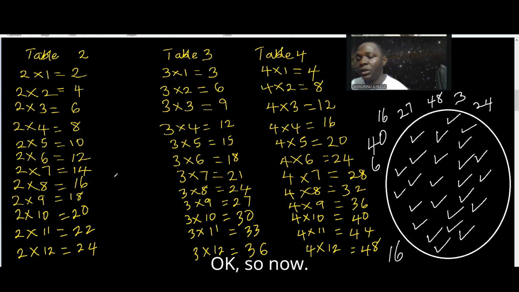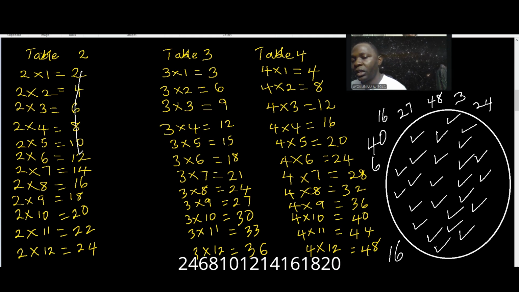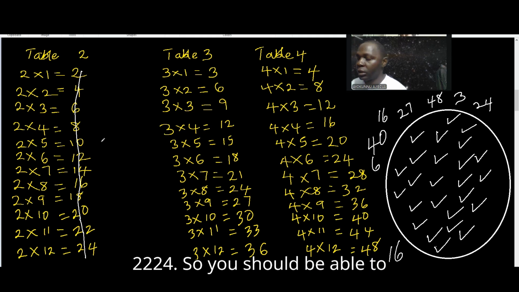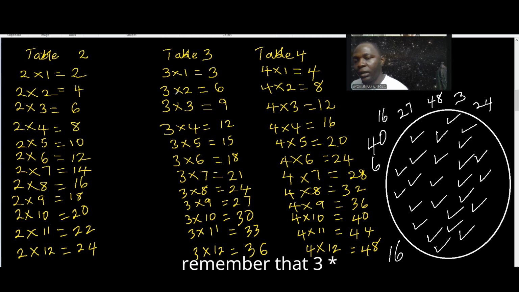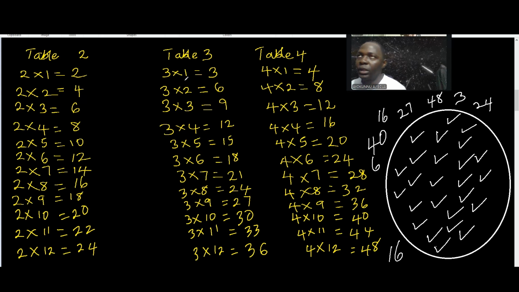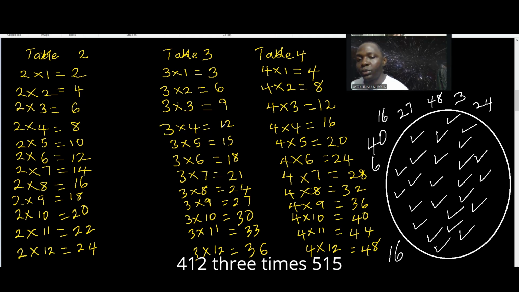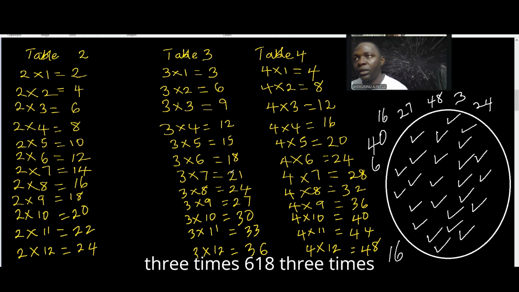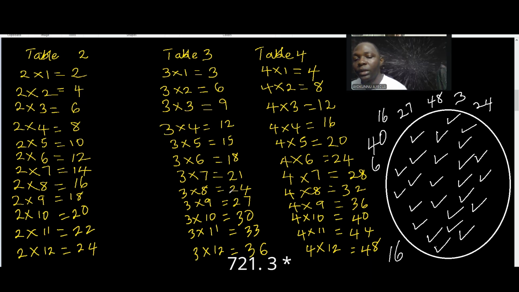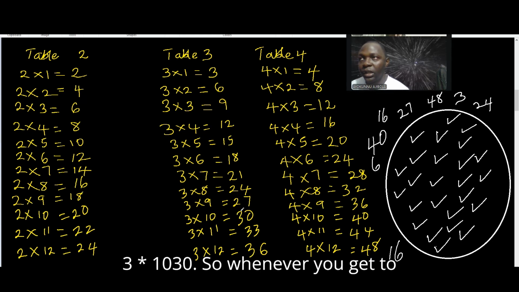Okay. So now 2, 4, 6, 8, 10, 12, 14, 16, 18, 20, 22, 24. You should be able to remember that. 3 times 1 is 3. 3 times 2, 6. 3 times 3, 9. 3 times 4, 12. 3 times 5, 15. 3 times 6, 18. 3 times 7, 21. 3 times 8, 24. 3 times 9, 27. 3 times 10, 30.